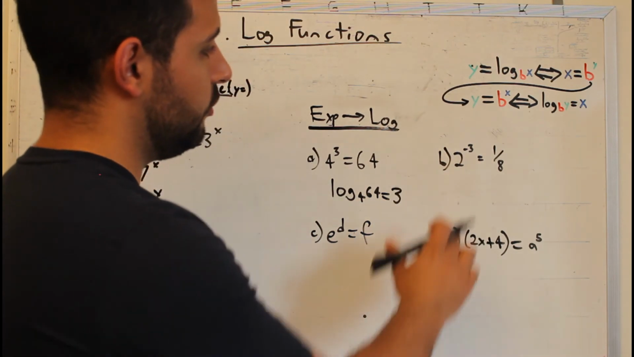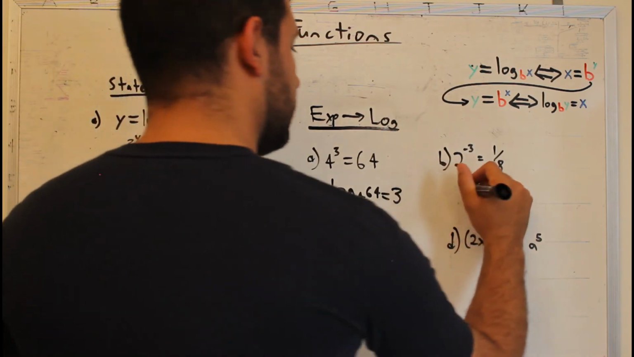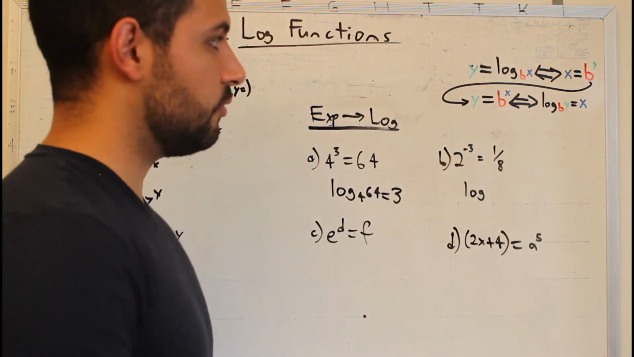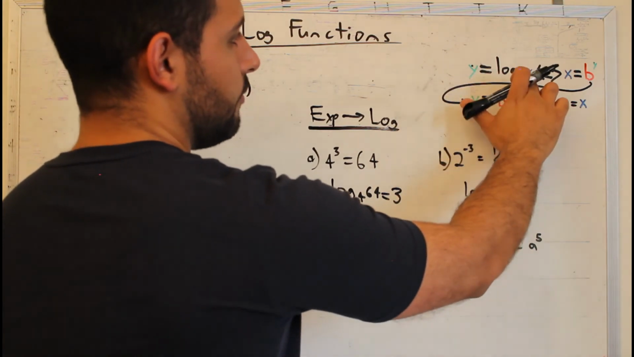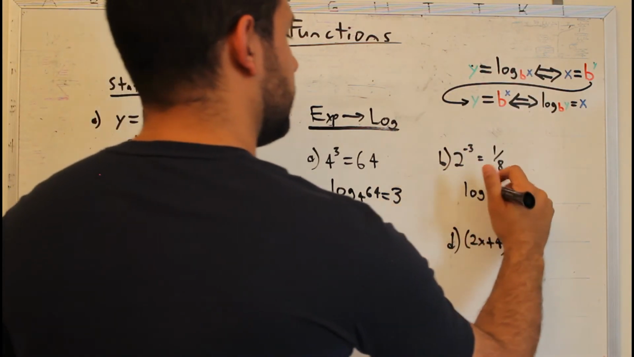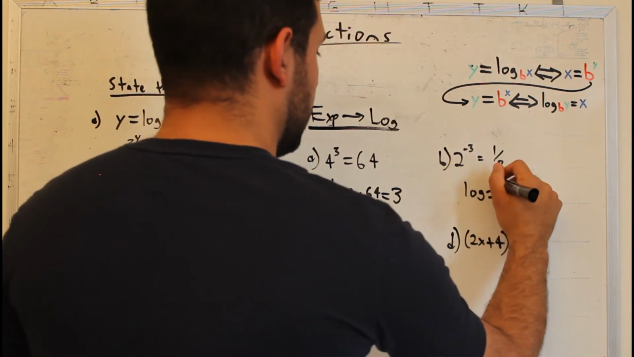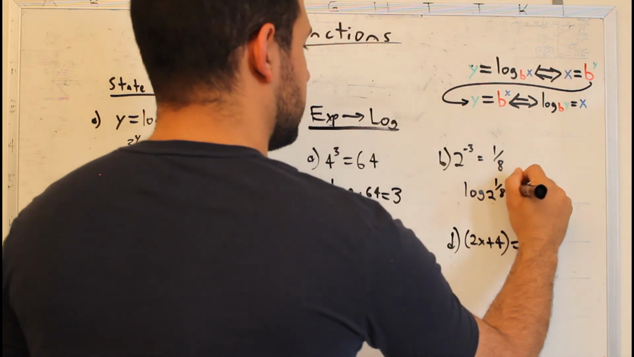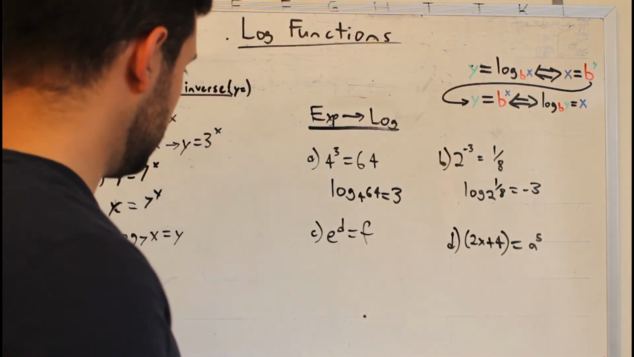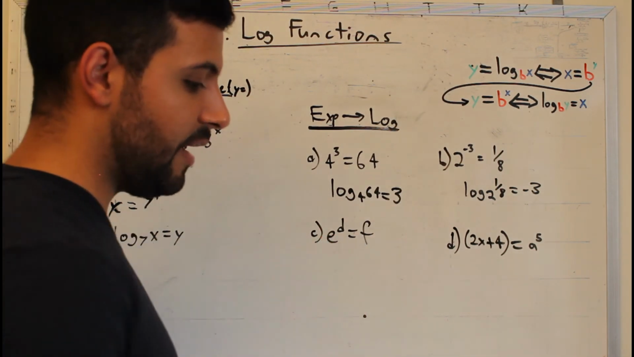Part B, 2 raised to the negative 3 is 1/8. So, same thing. And they kind of give you a clue here because remember, in your log form, your x, or your argument, can never be negative. So, your base is the same, you can't put negative 3 here, so it almost has to be log base 2 of 1/8 equals negative 3.